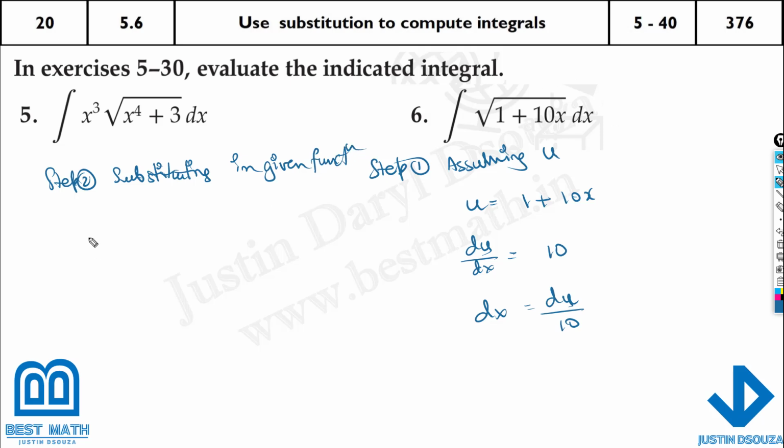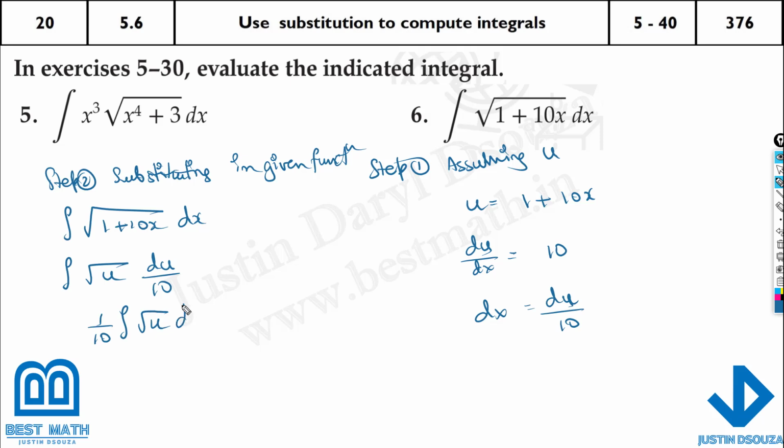So this is the given function. Now what happens is, integral of square root of 1 plus 10x dx. Here we will have integral of square root u du, not dx, because dx is du by 10. So we write du divided by 10. Now this 1/10 is a constant. We just have to integrate square root u du.